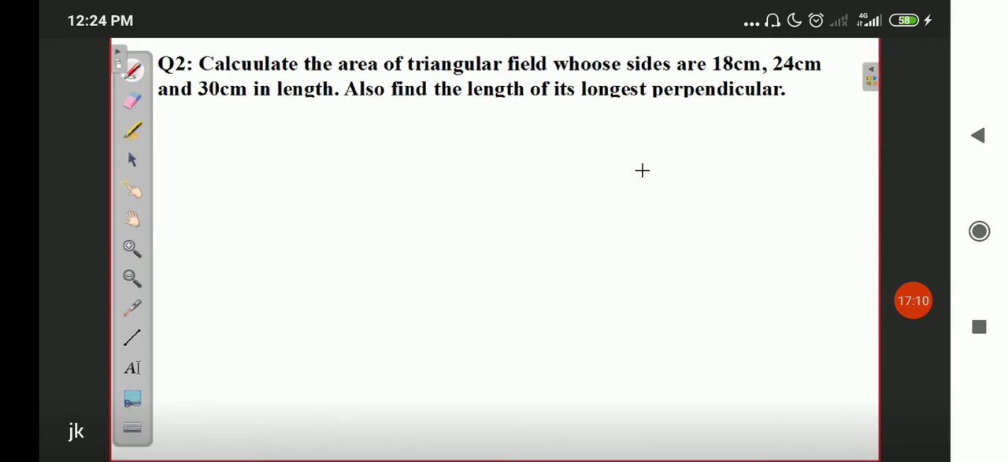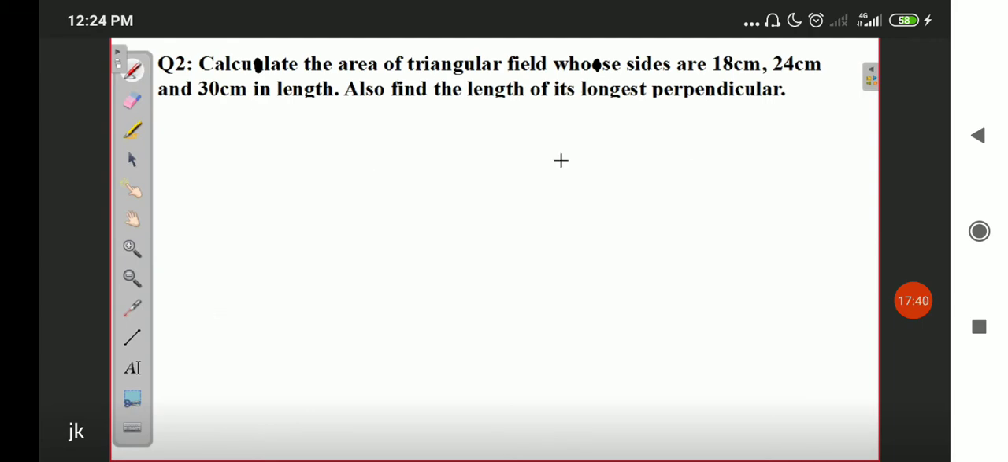Question number 2 is: calculate the area of a triangular field whose sides are 18 centimeter, 24 centimeter and 30 centimeter in length. Also find the length of the longest perpendicular. This time we have to find out the length of the longest perpendicular. So once again our first target will be determining the area of the triangle.